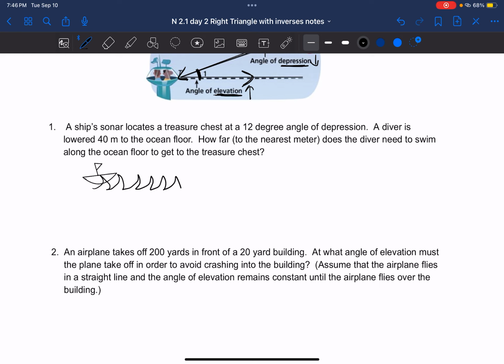Okay, and it says from the boat that they drop a diver 40 meters all the way down to the ocean floor. So our ocean floor is down here, and there is now a diver standing down here, or swimming down here. So from the boat down to the diver, they said that was 40 meters to the ocean floor. They also said we had an angle of depression. Remember, an angle of depression means I'm looking down at something. So that would be from the boat looking down. So over here must be where our treasure chest is.